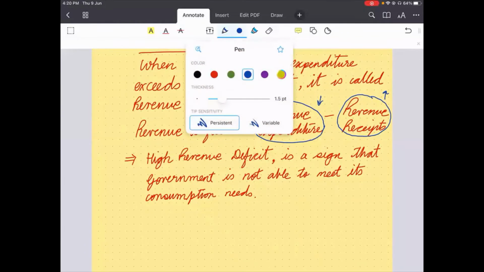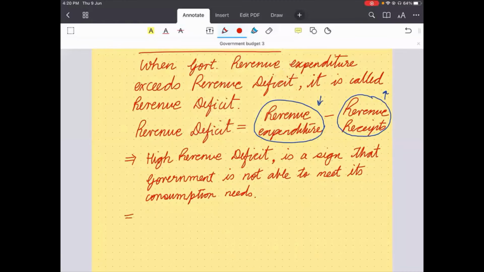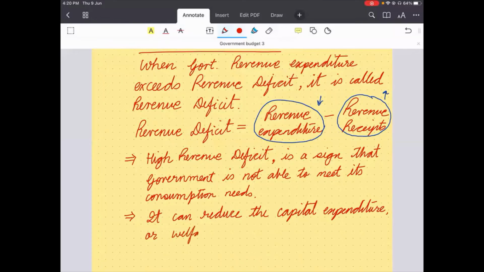And the other consequence of having a revenue deficit is, now this particular budget is mostly about maintenance cost, a maintenance budget. So if you are having a high deficit here, that means it can reduce the essential capital expenditure. Capital expenditure, you all know, bridges, highways, schools, okay? All kinds of expenditure go into that, which are very much essential for an economy. Or welfare expenditure, okay?